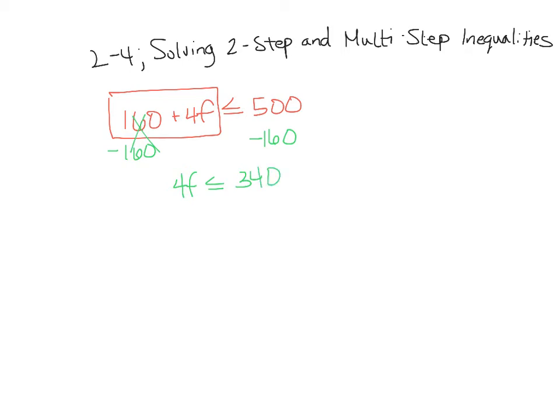And then I have to get the f by itself. The 4 and the f mean multiplication, so I divide each side by 4. And I get f is less than or equal to, I want to say 85. And I'm right. That sometimes happens.